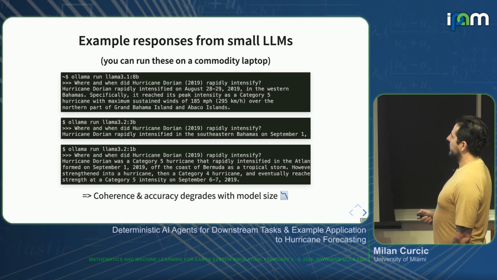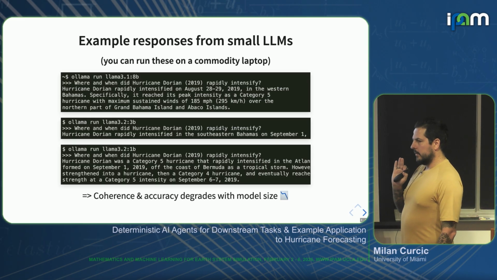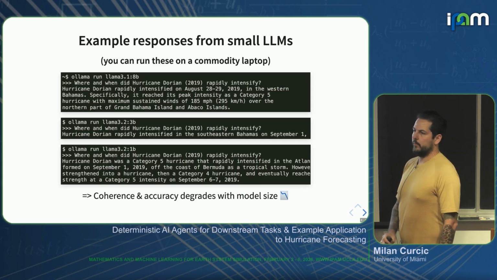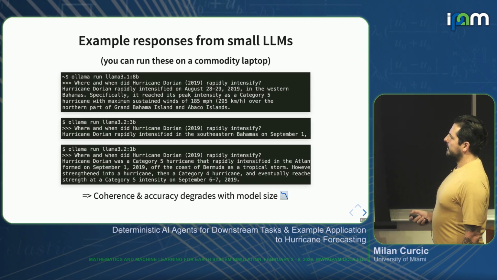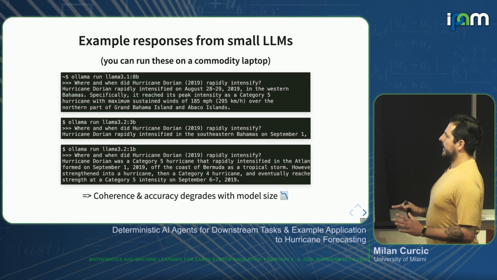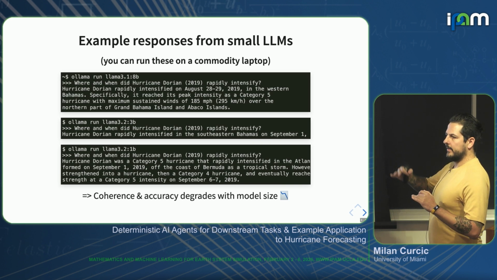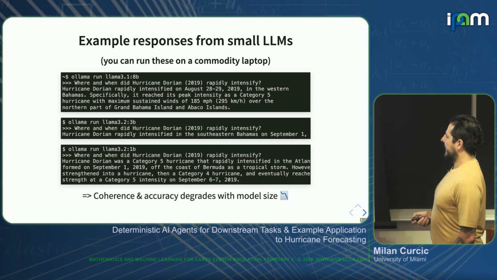And I ask it a simple question. Where and when did Hurricane Dorian 2019 rapidly intensify? I don't want to ask it something so obvious and easy, and I also don't want to ask it something too deep. But I played around with it to give it an example that slightly bigger models can succeed at and smaller models can fail at.